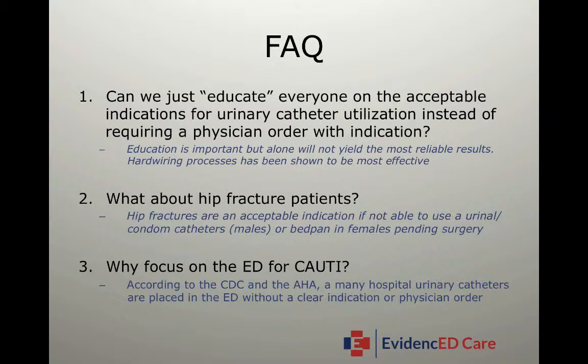We talked about hip fractures in patients. So yes, if a patient has a hip fracture and they can't use a bedpan and they can't use a urinal or a condom catheter, and they're having significant pain or instability of the fracture of the spine, pelvis, or hip, yes, they can use a Foley catheter.